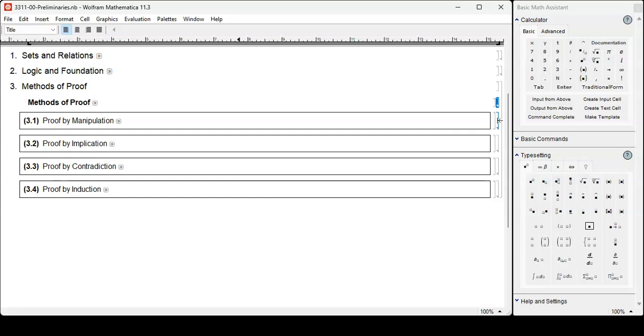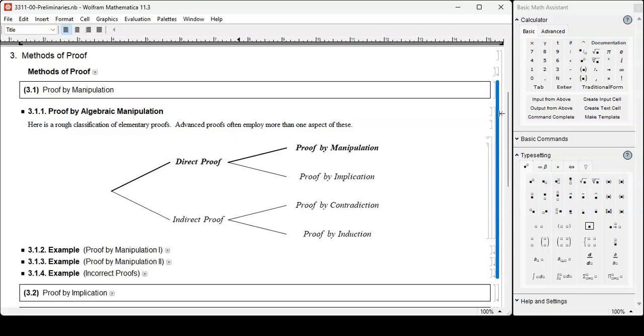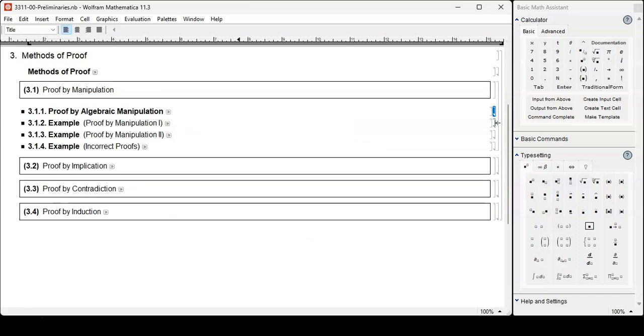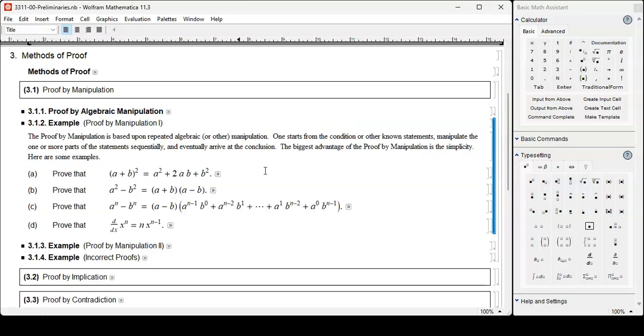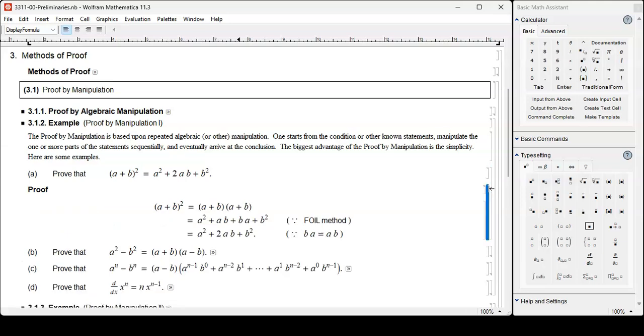First, proof by manipulation. Let's begin with this example. How do you prove this? You can start from the left-hand side and algebraically manipulate, and in the end, you're going to get to the right-hand side, like this. This is an example.